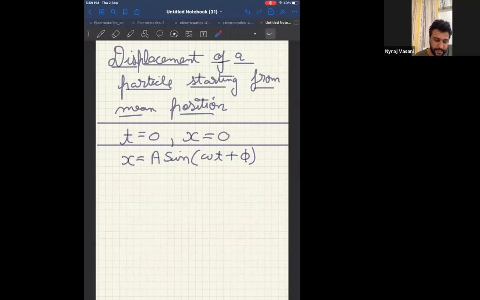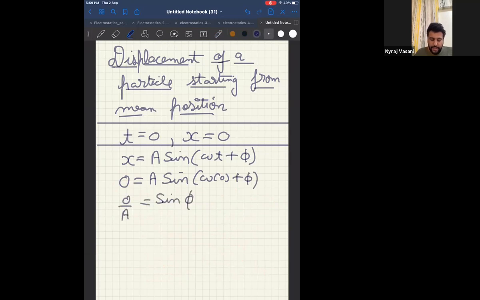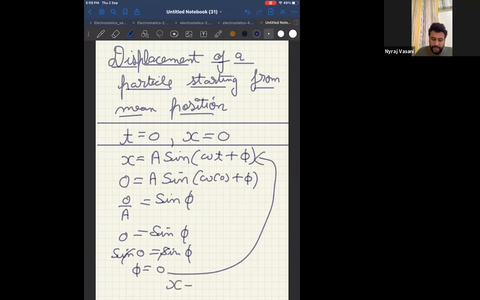Answer is, listen. Let us start. x is equal to 0 is equal to a sine omega into 0 plus phi. Therefore, 0 by a is equal to sine phi. 0 equal to sine phi. Therefore, sine 0 equal to sine phi. Therefore, the value of phi is 0. Now, if I put phi equal to 0 over here, I will get the answer of displacement as x is equal to a sine omega t. This is my answer for displacement of a particle starting from mean position.